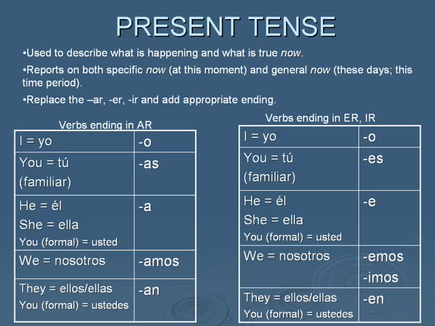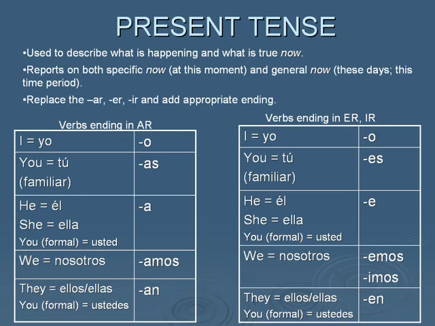So the present tense is used to describe what is happening and what is true right now. It reports on both the specific now and the general now. On the left are the verb endings for AR, and on the right are the verb endings for ER and IR. So what you do is you take off the AR, ER, and IR, and you add the appropriate ending.